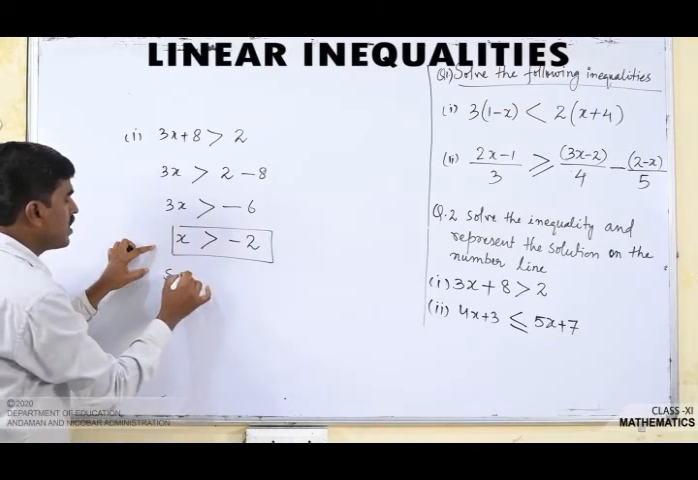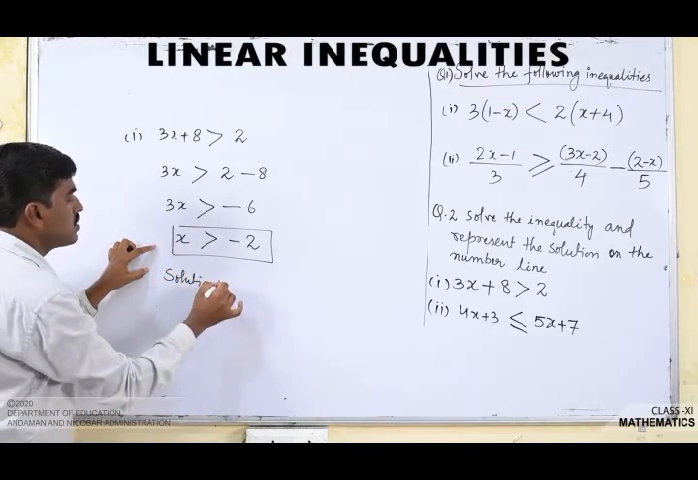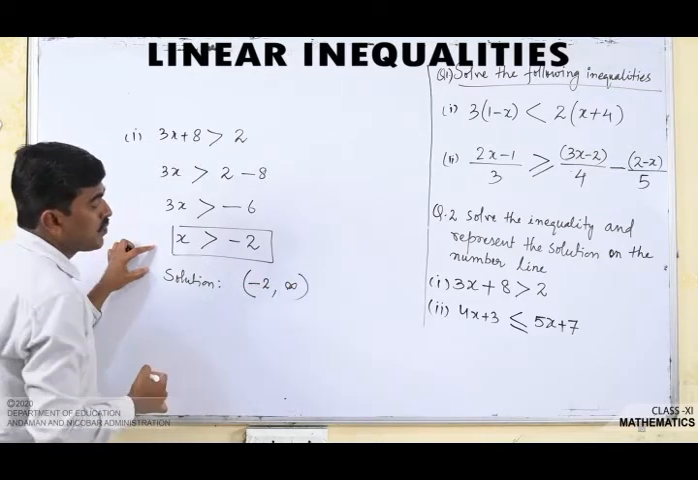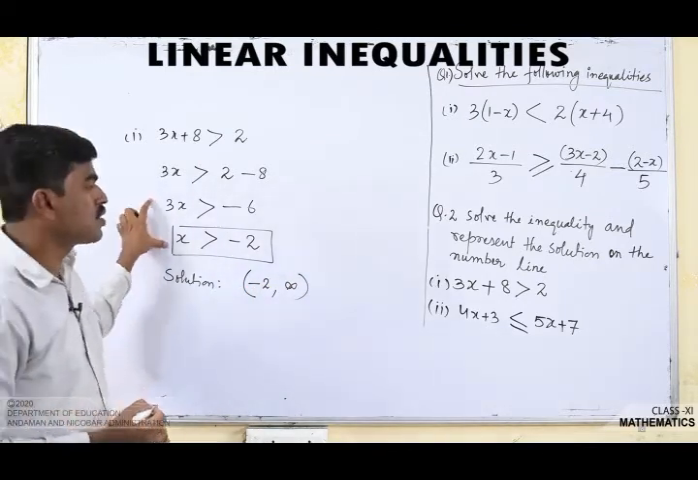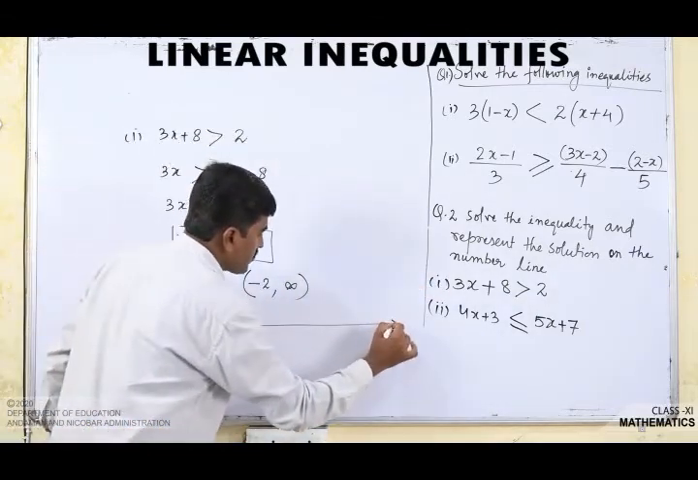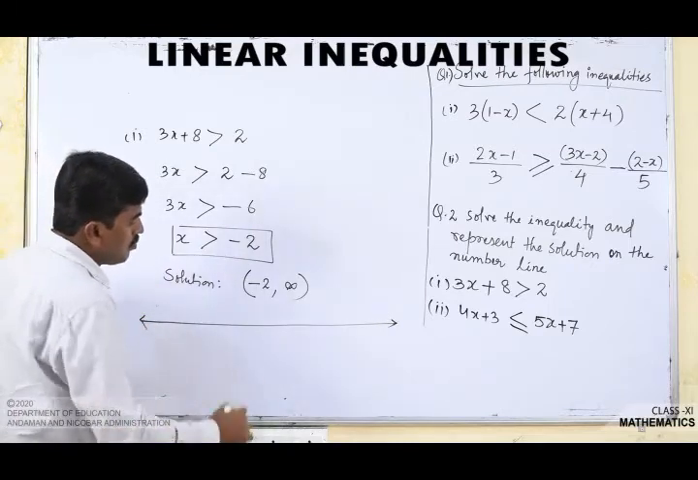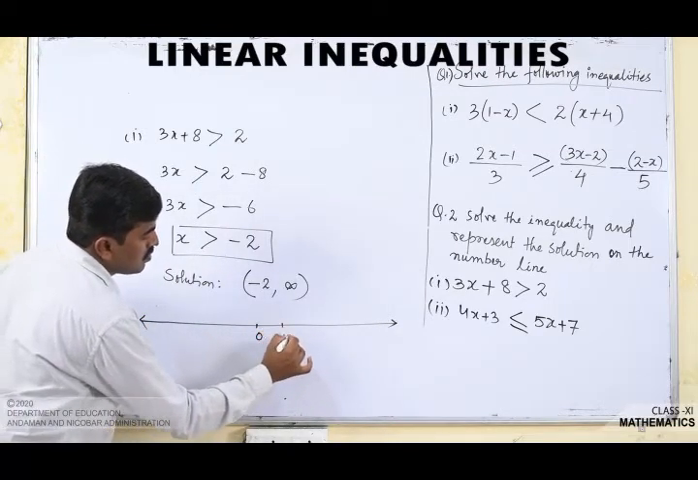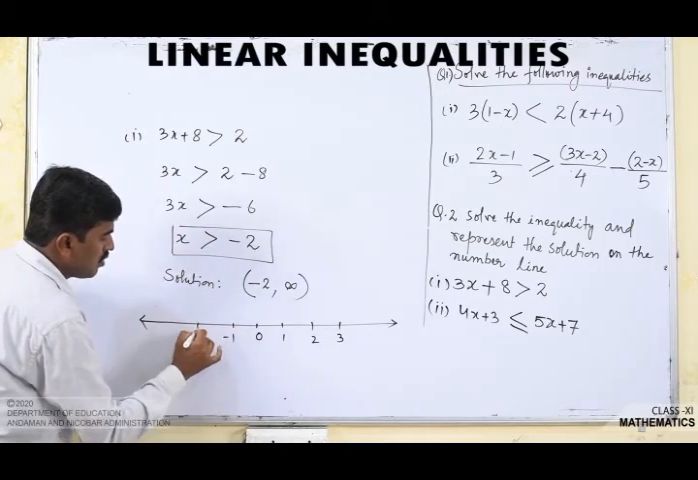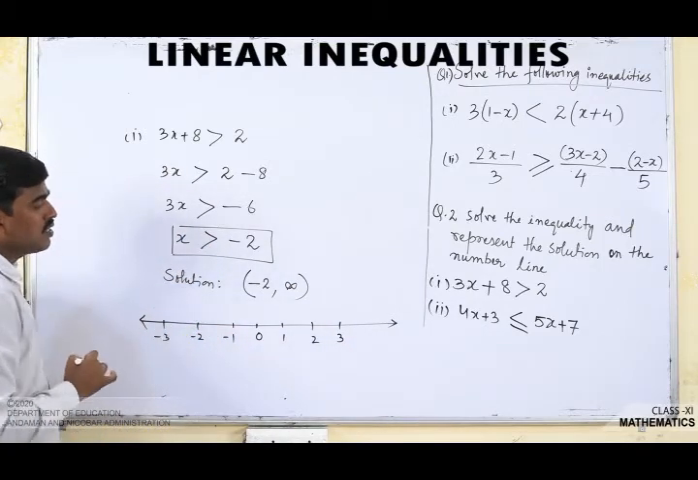So in the form of interval we can write the solution as open interval (−2, ∞). Okay. Now we have to represent this solution on the number line. So draw the number line first, mark the points 0, 1, 2, 3 and take −1, −2, −3 like this.